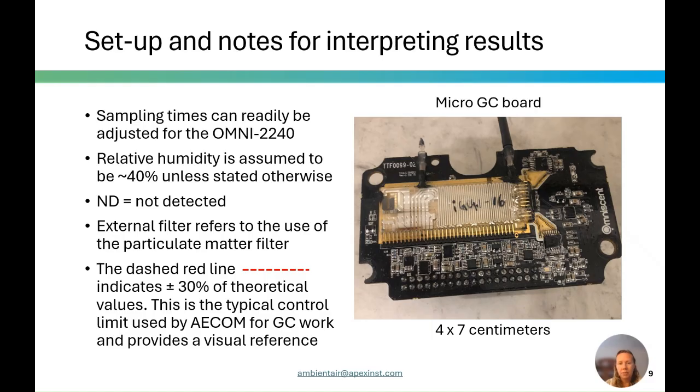And you'll see throughout the data results slides that the use of a red dashed line indicates plus or minus 30% of the theoretical value threshold. This is a parameter that AECOM specified, and it typically is what they use to determine typical control limits, especially when working with field instrumentation. So this is just a helpful visual to use throughout the slides.